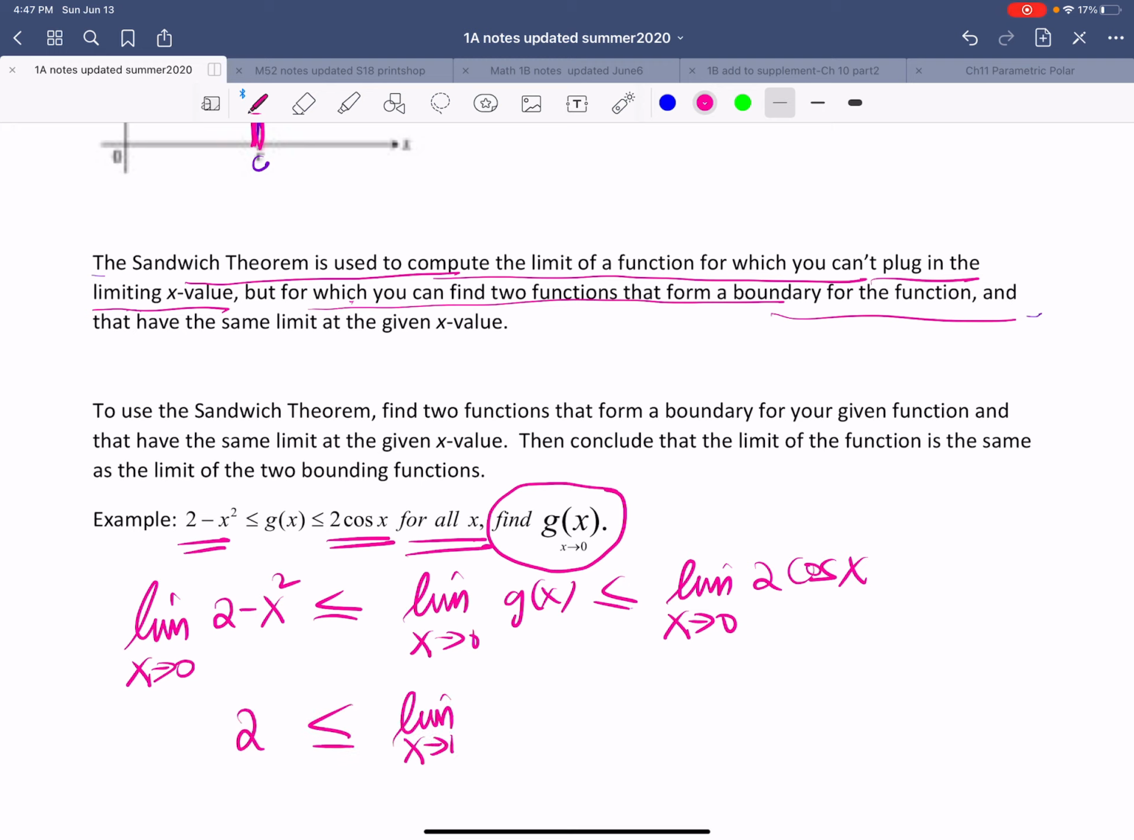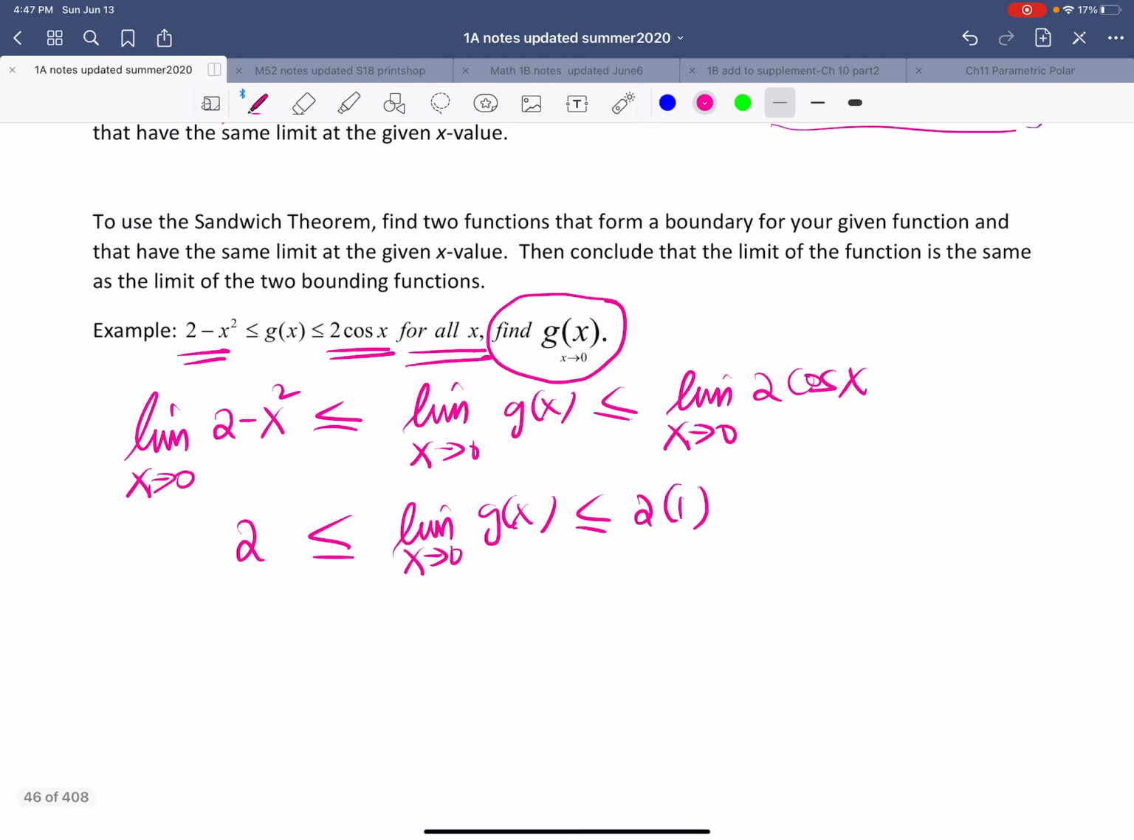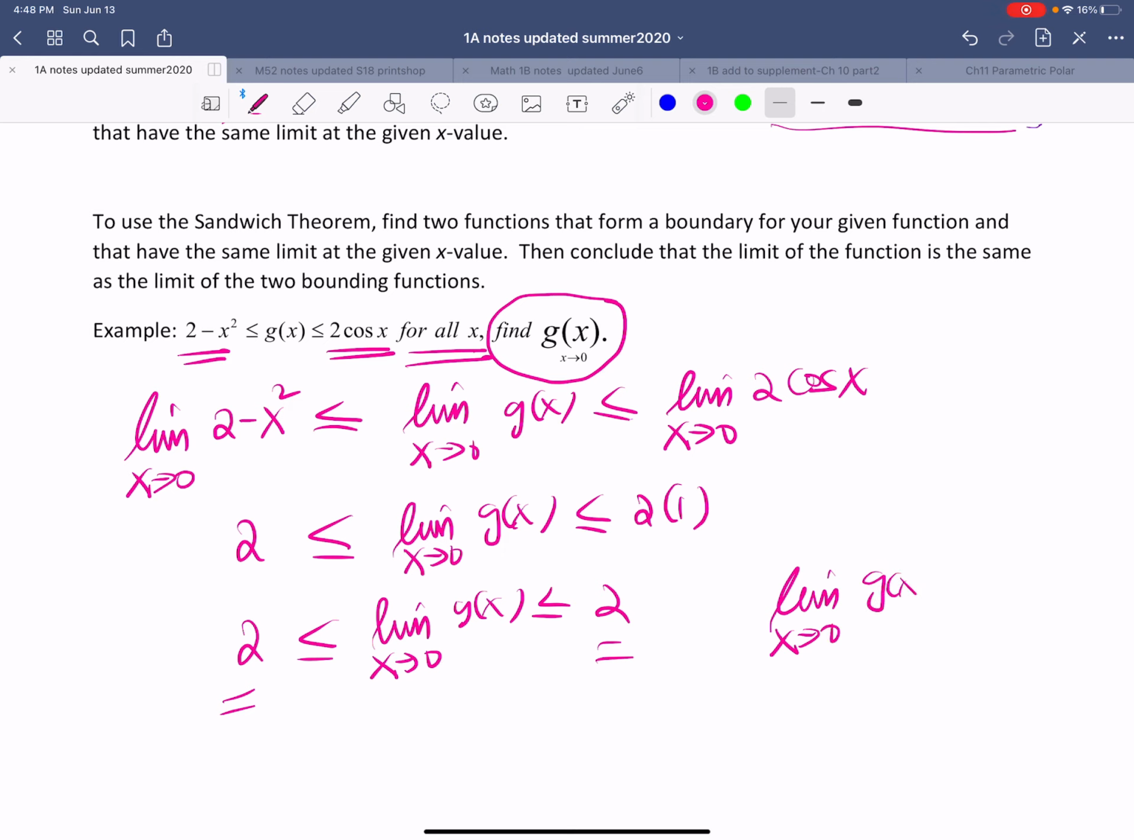And the limit as x approaches 0 of g of x is in the middle. For the upper bound, when x approaches 0, we get 2 cosine of 0. Cosine of 0 is 1, so 2 times 1 is 2. So we were able to squeeze our function in the middle, and the limits of the lower bound and upper bound functions both go to 2. So we can say the limit as x approaches 0 of g of x is equal to 2.